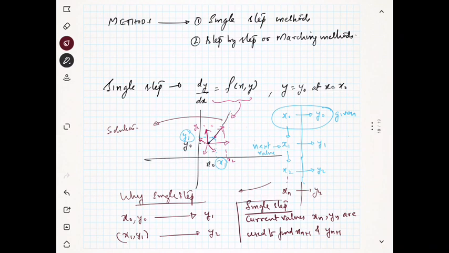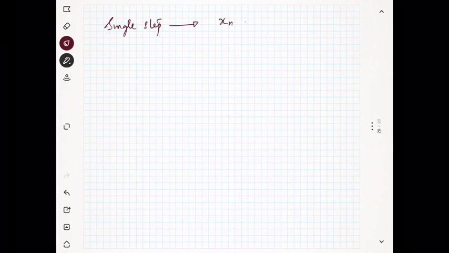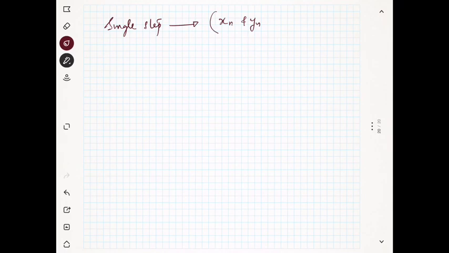Okay, I hope that is very clear. That means we are not using anything before. We are using xn and yn to obtain xn plus 1 and yn plus 1. The single step method should be understood very thoroughly. That means we use xn and yn to obtain xn plus 1 and yn plus 1. This is known as the single step method.